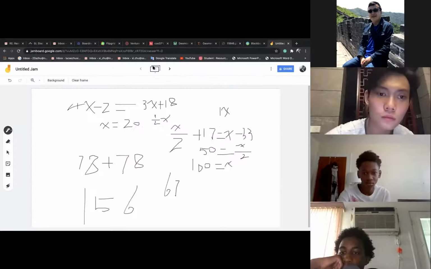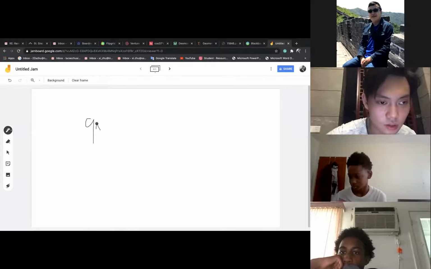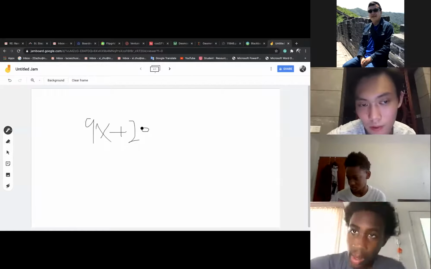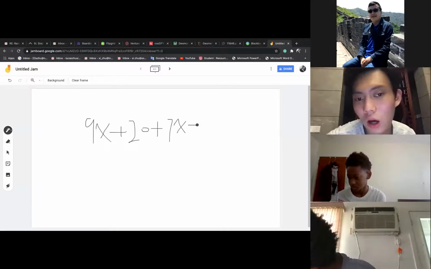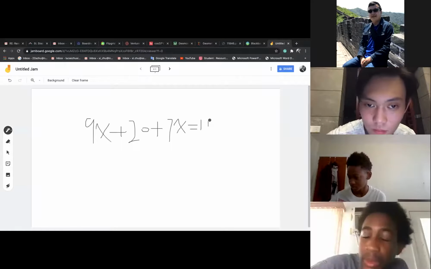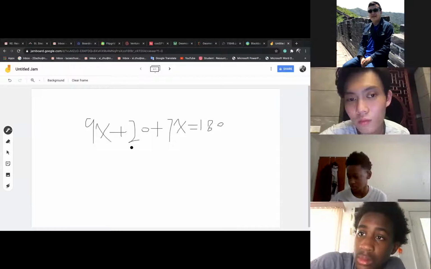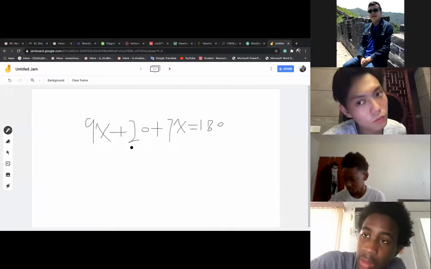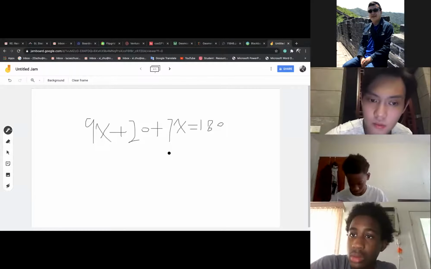So here, 9x plus 20, right? That's the first angle. Remember, also plus 7x, which gives you 180 degrees, right? And now you just solve for x, right? So try to solve that. What's the x value? Ten? Did you say 10? Yep, it is 10.